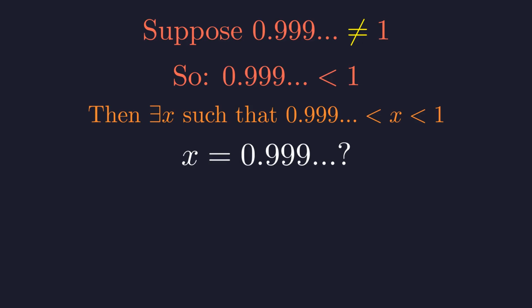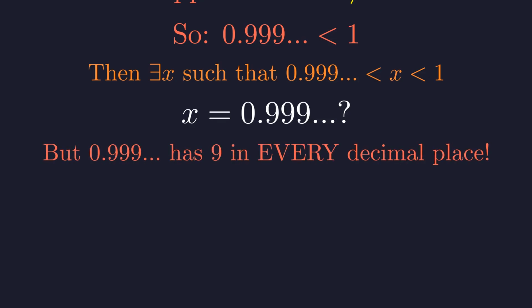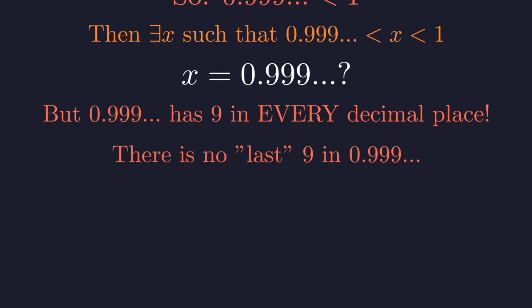Could x be something like 0.9995? For x to be larger than 0.999..., it would need to have a larger digit somewhere. But here's the problem. 0.999... already has a 9 in every decimal place. There's literally no room for x to squeeze in a larger digit anywhere. You might think, what about something like 0.99995? The issue is that 0.999... means 9s in every decimal place, infinitely. There is no last 9 where we could insert a different digit.